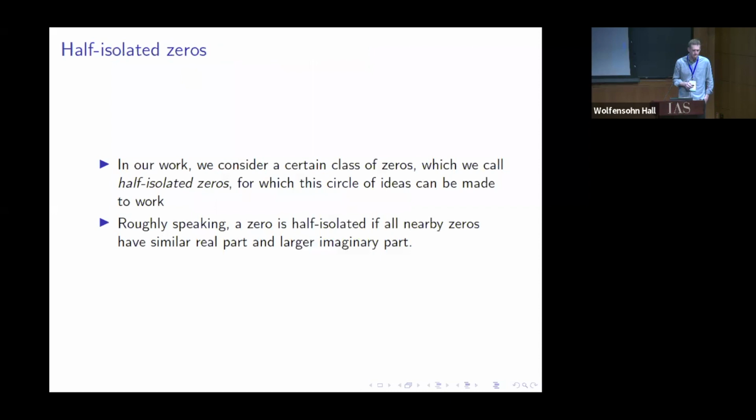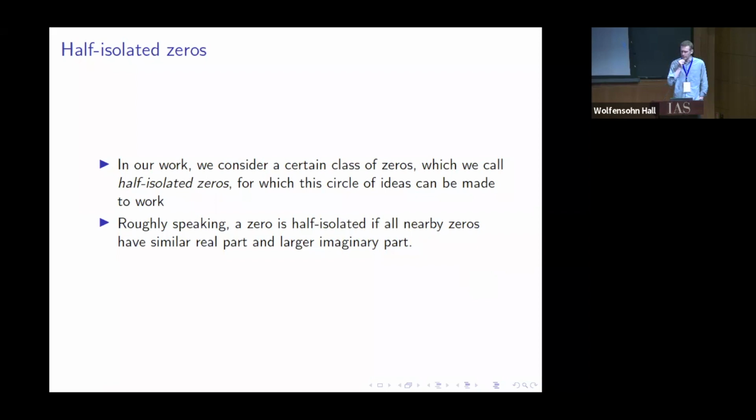Okay, so this does bring me finally to something in the title, half-isolated zeros. This is a certain kind of zero, or a certain configuration of zeros, for which the circle of ideas, these power sum type ideas, can be made to work. I'll say something in words, and then we're going to show another picture on the next slide.